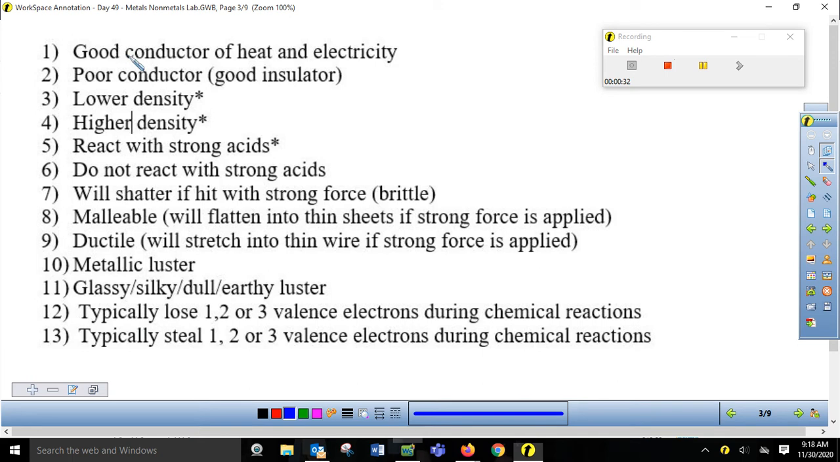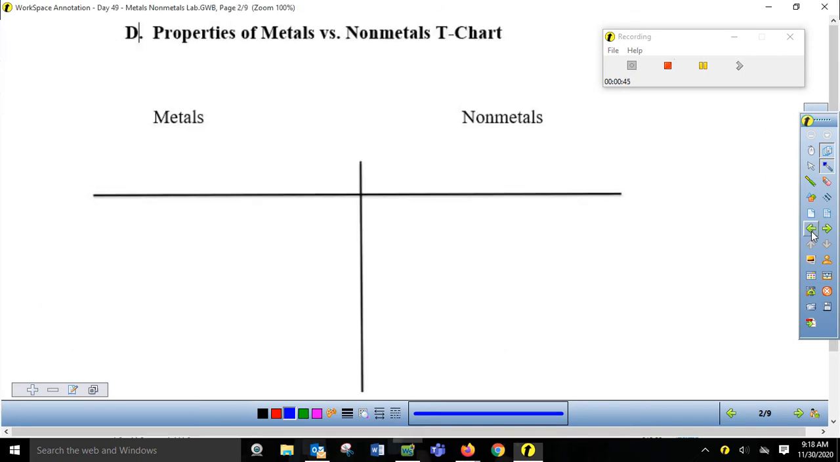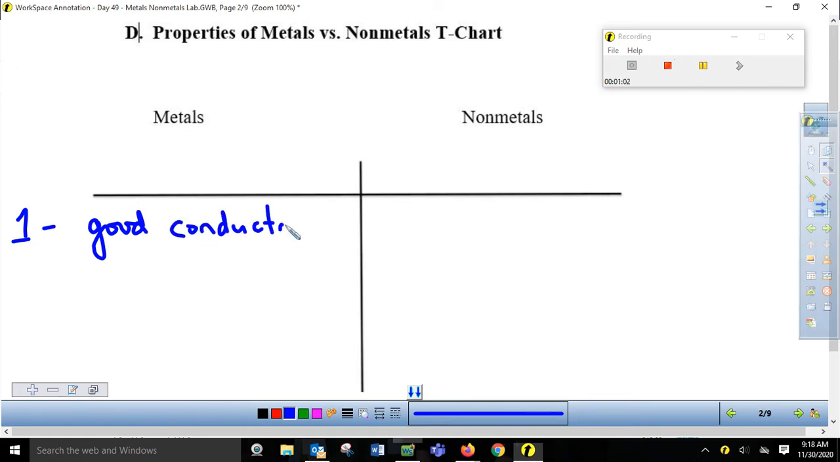So the first one is good conductor of heat and electricity, and then number 2 is the opposite of that, poor conductor, which is basically a good insulator. So hopefully you know the speaker wires, electrical wires are typically made out of copper, and copper is a metal, and so we can basically write in number 1 here. Metals are good conductors. And I'm not going to write every single word here, but if you want to fill it out, you can pause and do that. And then nonmetals are poor conductors of electricity and heat.